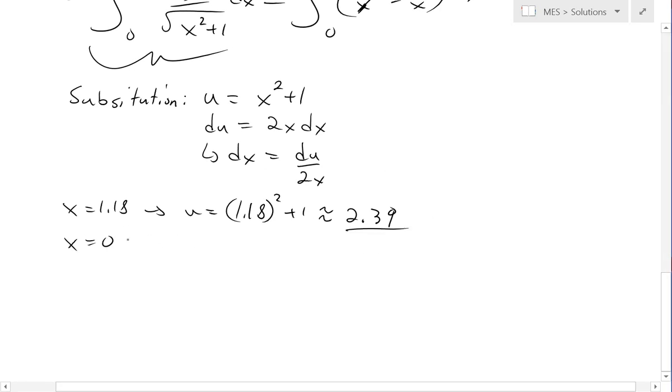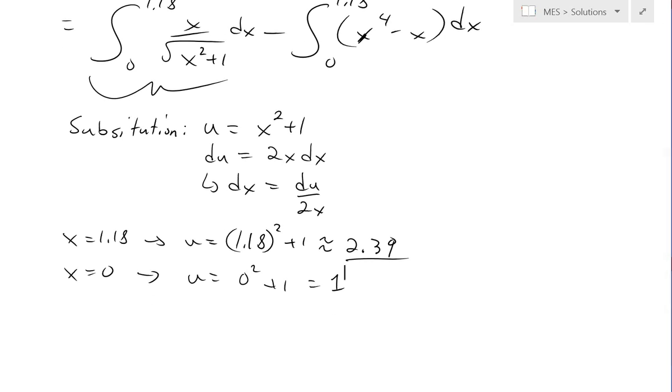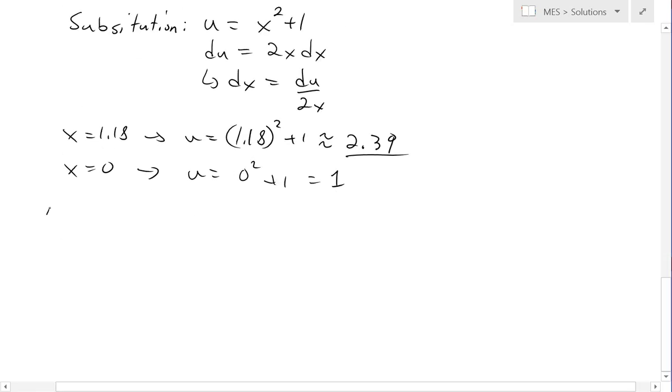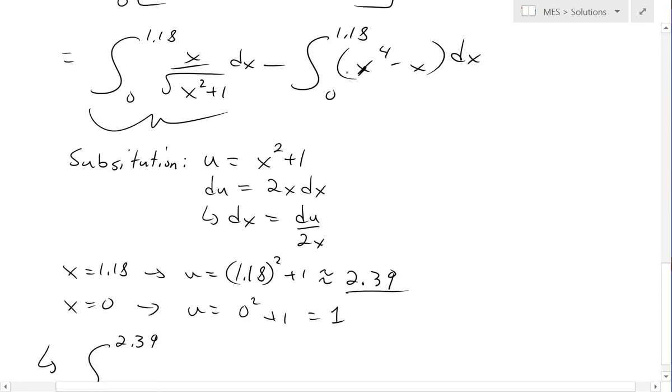And now at x equals 0, we have u is equal to 0 squared plus 1, that just equals 1. So we have all these. We could put these inside this function, so we get basically the integral from 1 to 2.39 of, now there's an x dx right there.